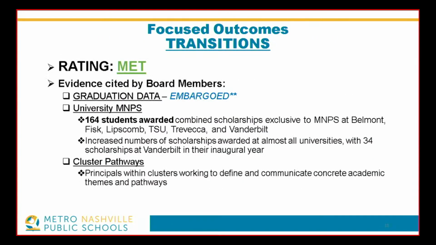Lastly, here on transitions, the graduation data here is still embargoed. But we have every reason to believe that we'll have good outcomes there. On university MNPS, 164 students awarded this year in scholarships at Belmont, Fisk, Lipscomb, TSU, Trevecca, and Vanderbilt. One of the reasons that this is important is because TSU has had some challenges this year, and so the actual number of scholarships available to students at TSU has been reduced significantly.